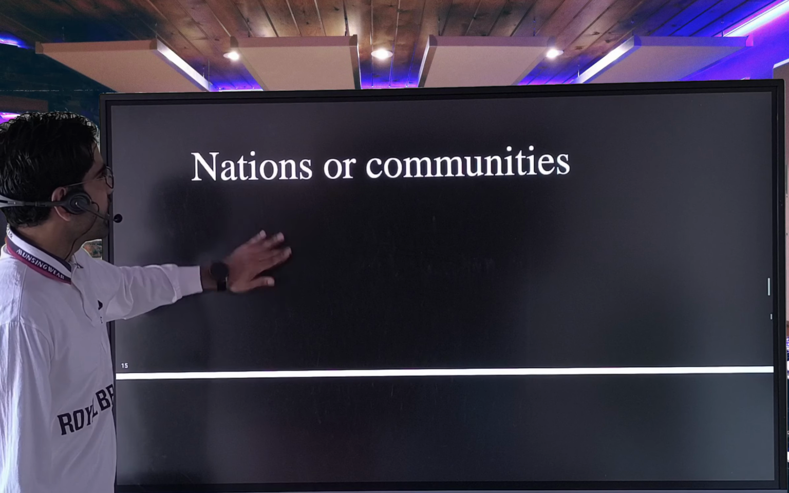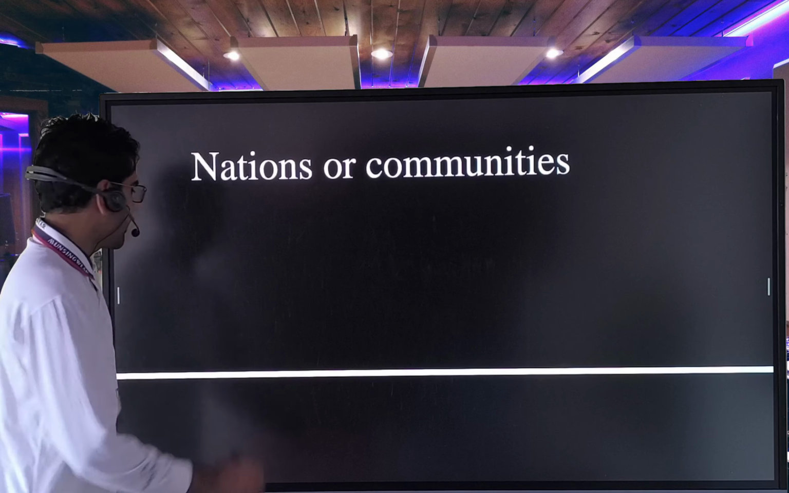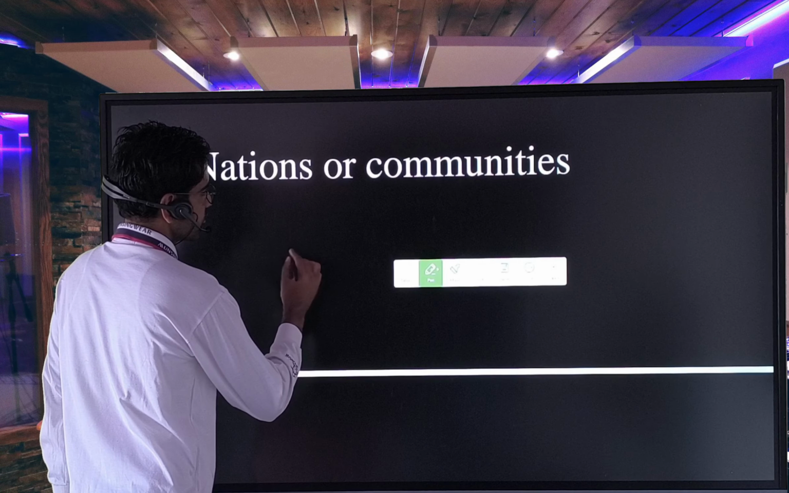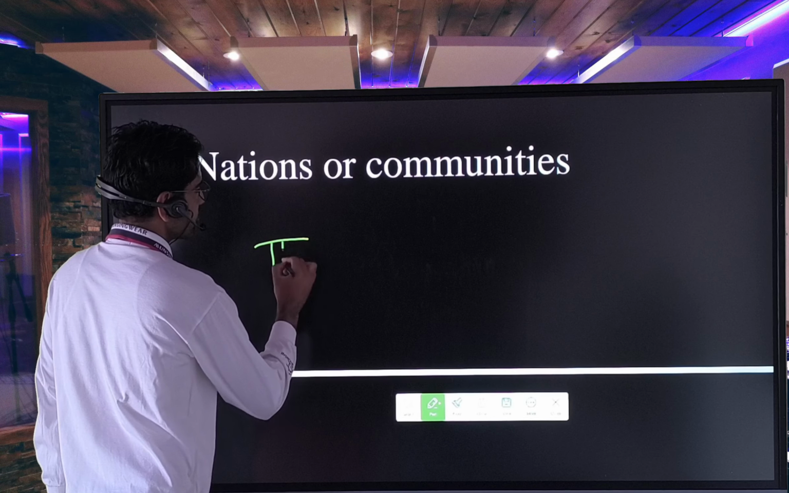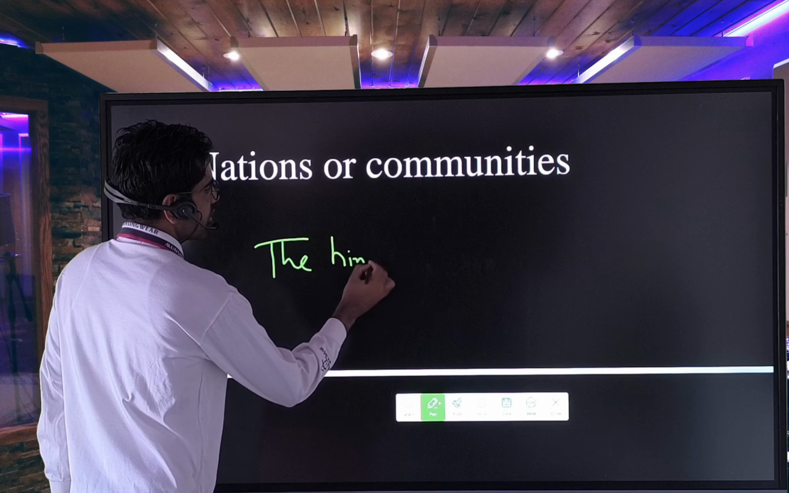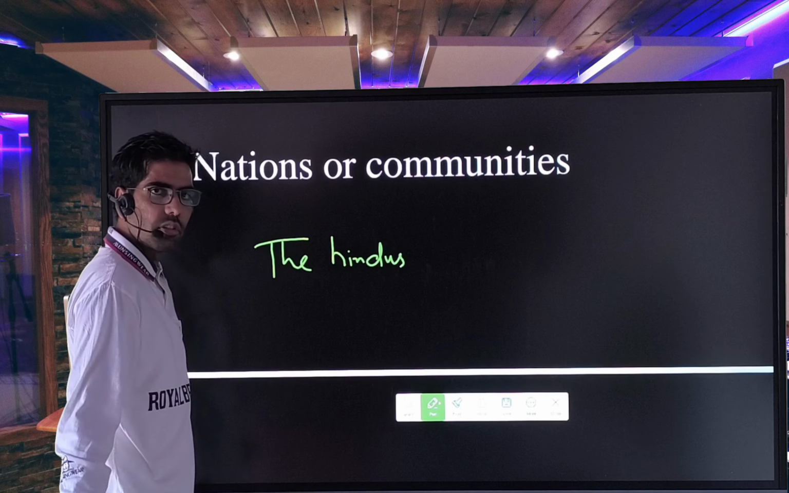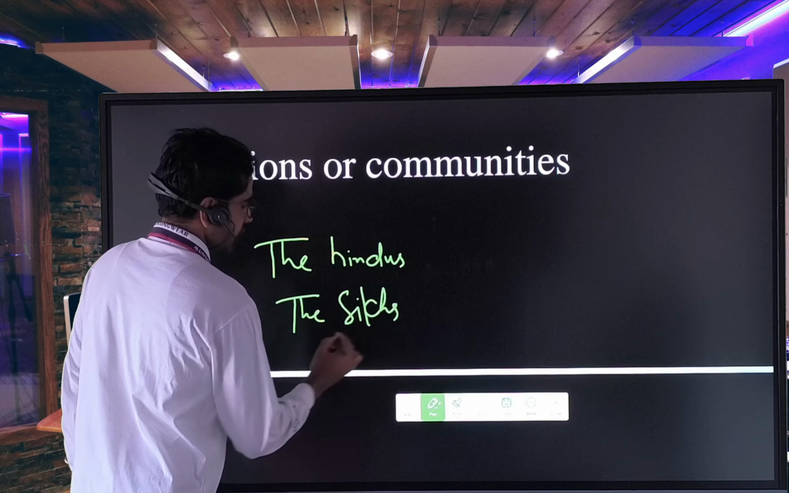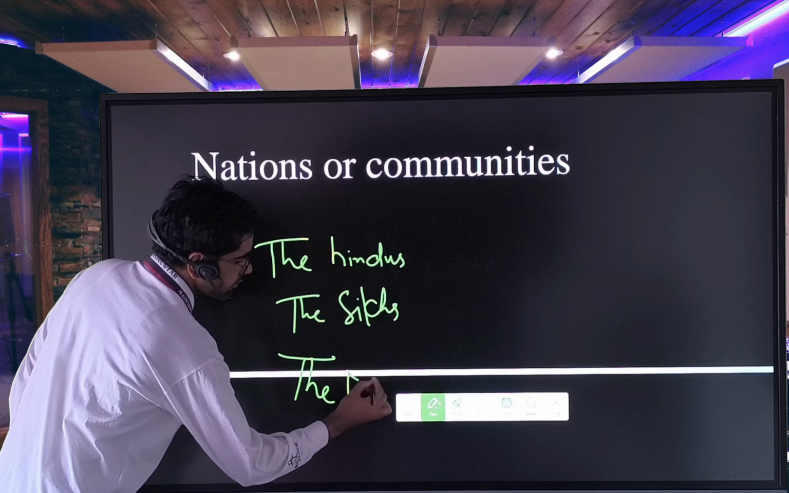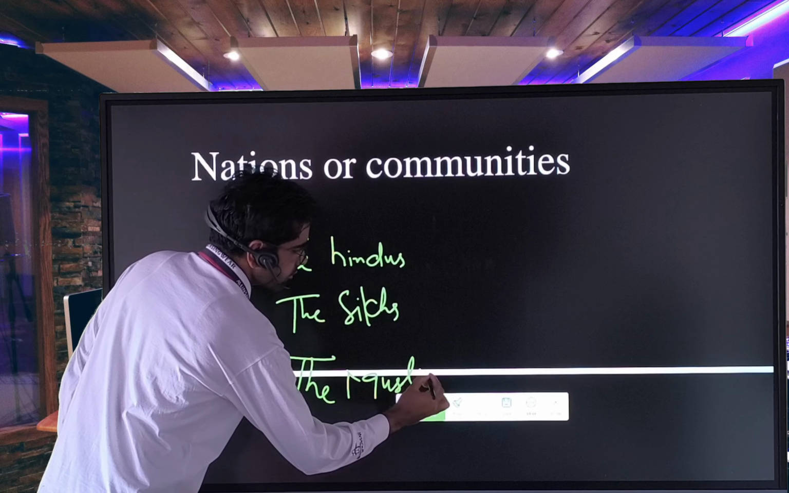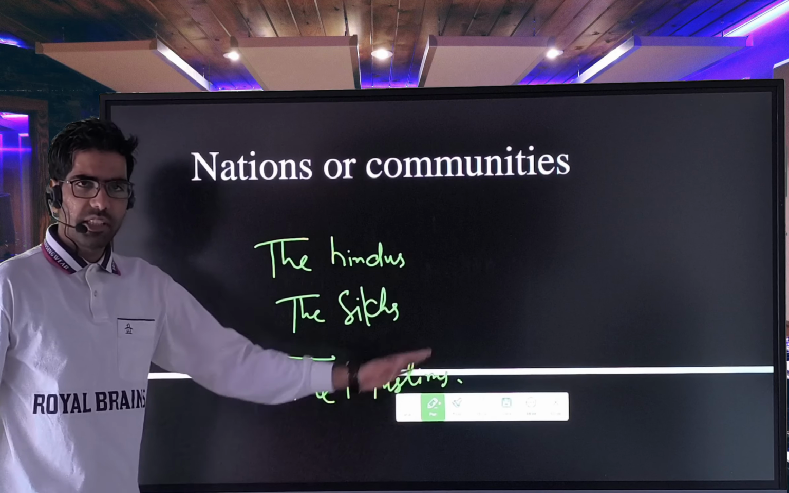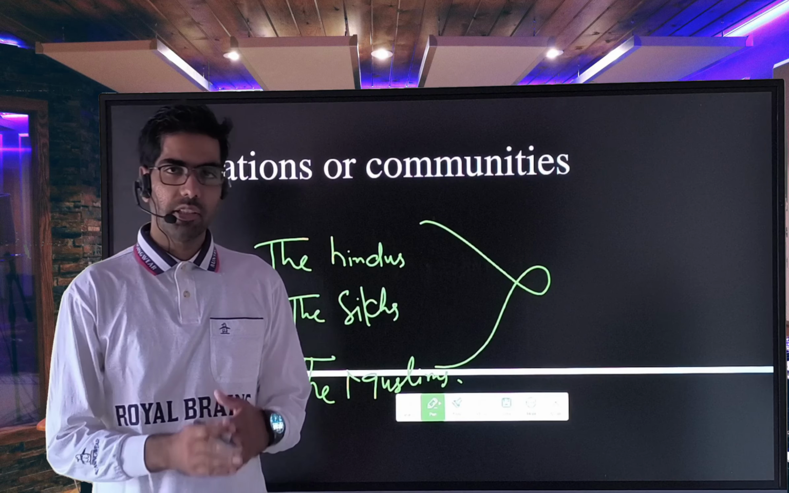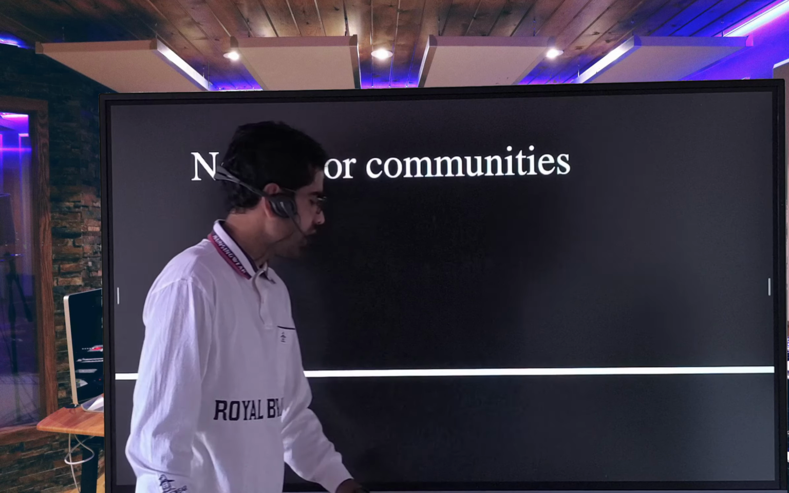Yes, now coming to nations and communities. For example, I say here the Hindus, ठीक है ना, the Sikhs, the Muslims, okay? इनकी बात अगर जब करेंगे हम इन communities की, तो इनके साथ हमेशा यूज करना है आर्टिकल the ही, got it। Let's move it.